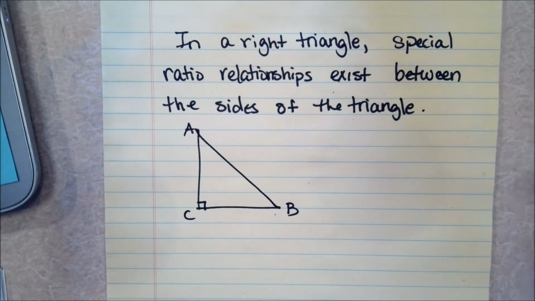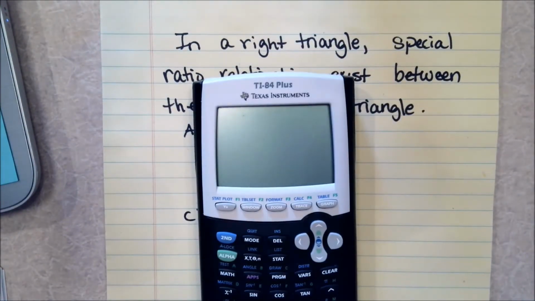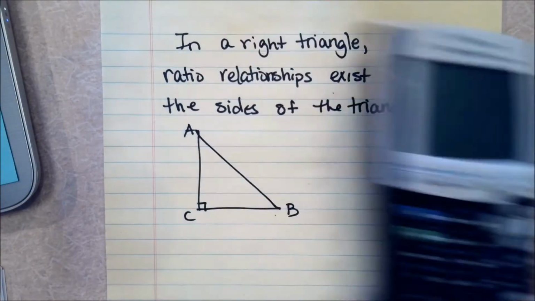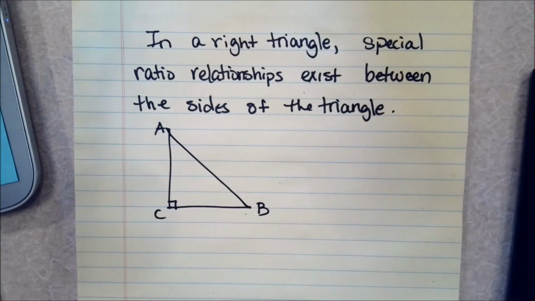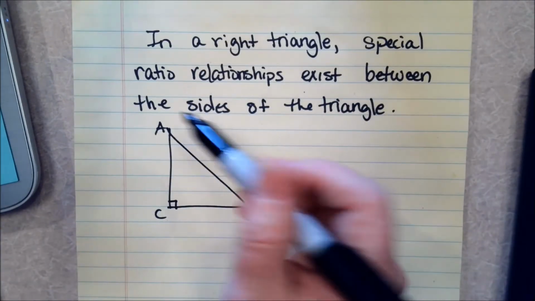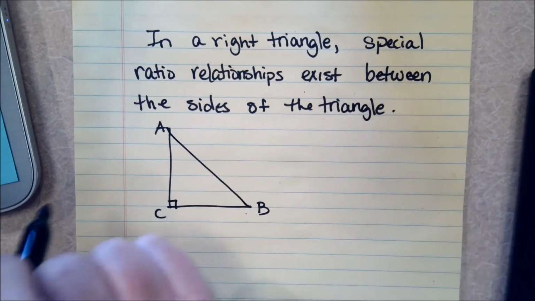Okay, there are some buttons on this calculator that I know you've been wondering about. Sine, cosine, and tangent. We're going to talk about them today. In a right triangle, special ratio relationships exist between the sides of the triangle.